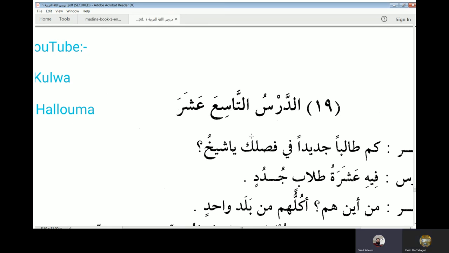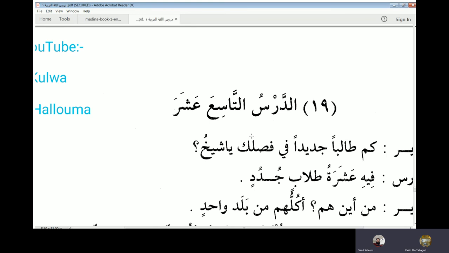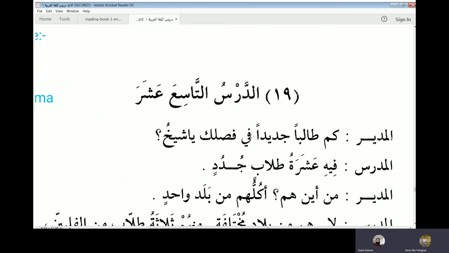So try to memorize this in Arabic. This is very short. Allahumma inni a'udhu bika min al-khubsi wal-khaba'isi. Okay, repeat after me. Allahumma inni a'udhu bika min al-khubsi wal-khaba'is. Read this.